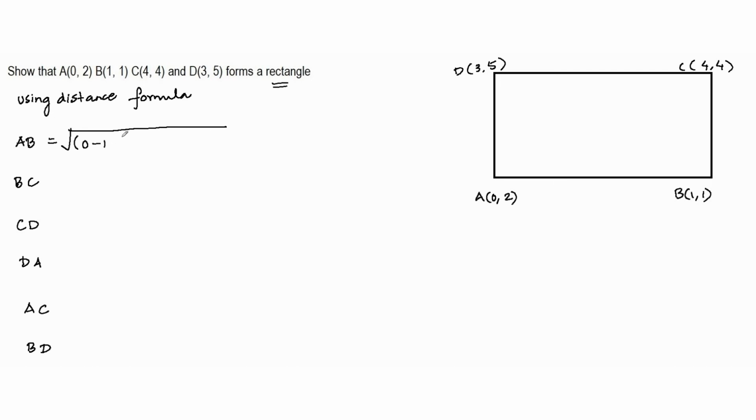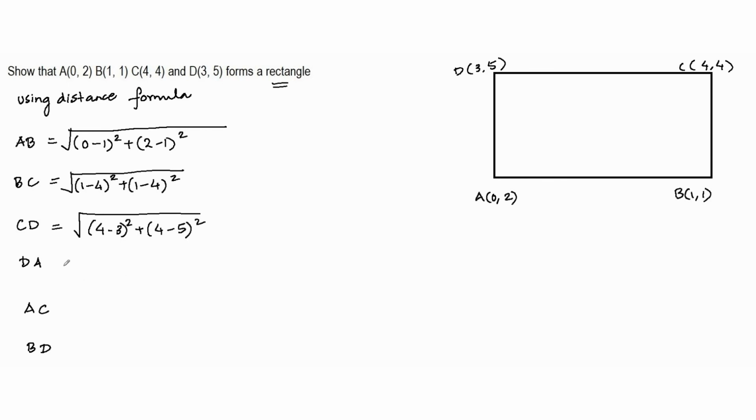So that would be 0 minus 1 the whole square plus 2 minus 1 the whole square. To find the length of BC, I would take coordinates of B and C, that is 1 minus 4 the whole square plus 1 minus 4 the whole square. To find the length of CD, I would take 4 minus 3 the whole square plus 4 minus 5 the whole square. To find the length of DA, the points would be A and D, so it would be 0 minus 3 the whole square plus 5 minus 2 the whole square.